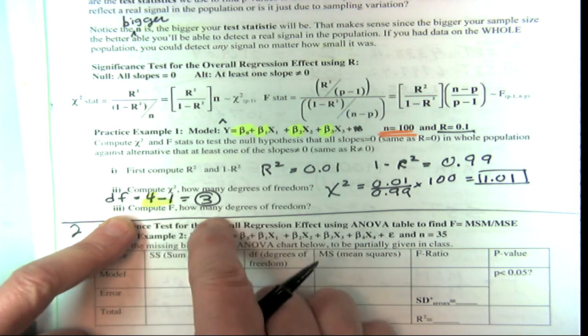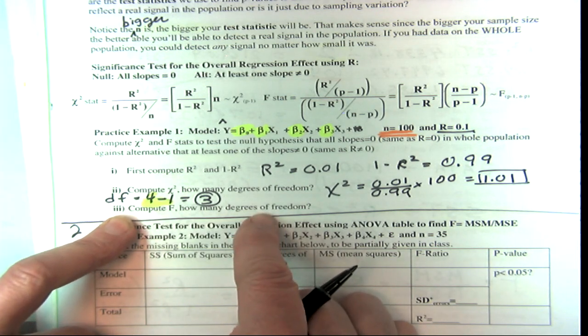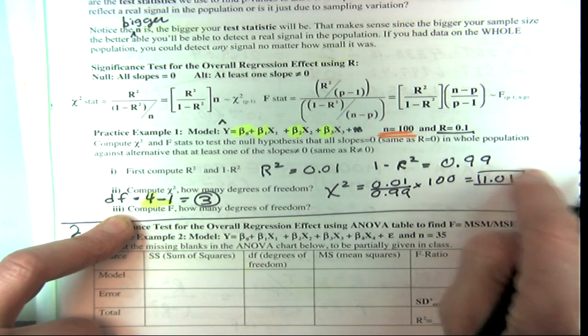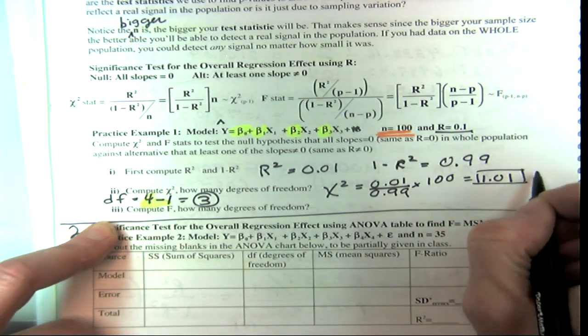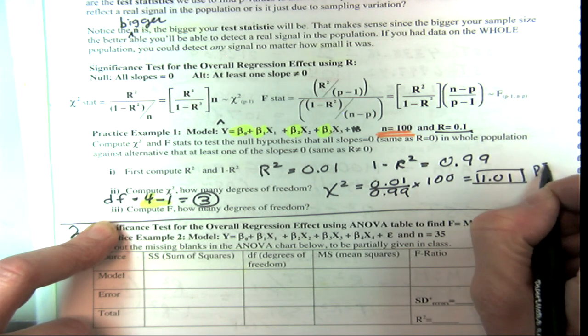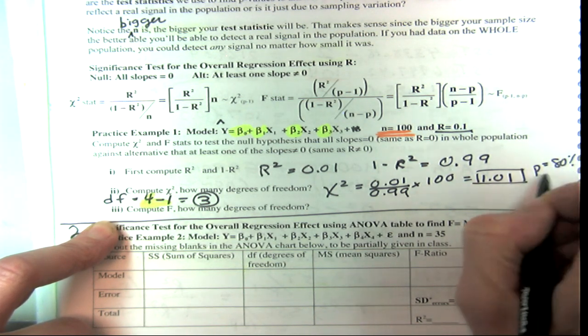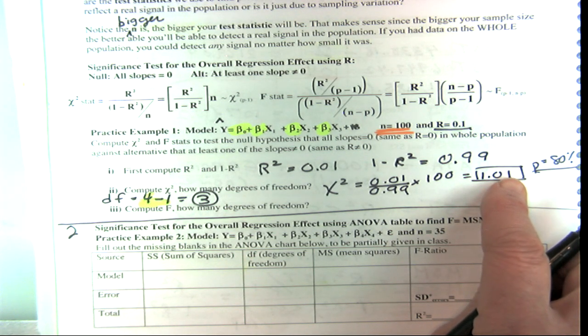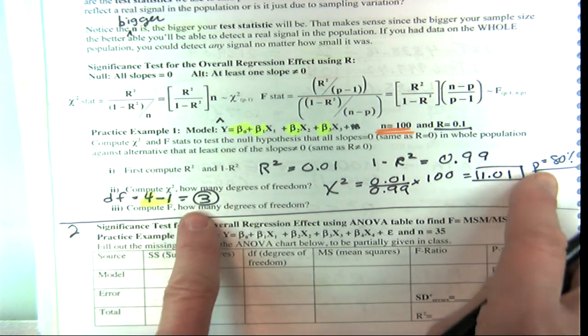Now, compute F. So let's do the same thing, and let's compute F. And by the way, I got a p-value here of 80%. I looked it up and I got a p-value of 80%. That's huge. You're not going to reject the null. Remember, it's going to usually be 3, so you'd have to get much bigger than 3. Now let's do F.